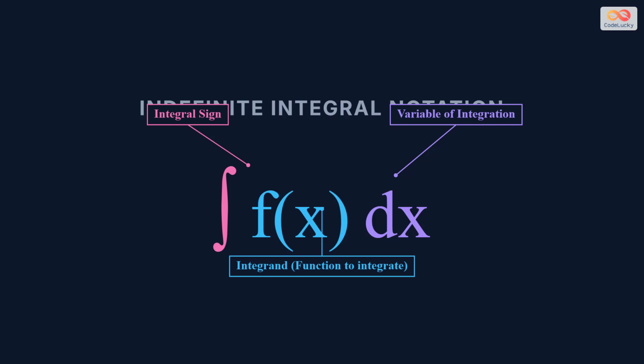Here is how we write it mathematically. This long S-shaped symbol is the integral sign. The function inside, f of x, is called the integrand. This is what we want to integrate. The dx at the end tells us that x is the variable we are working with. Together, this notation asks us to find the indefinite integral of the function.